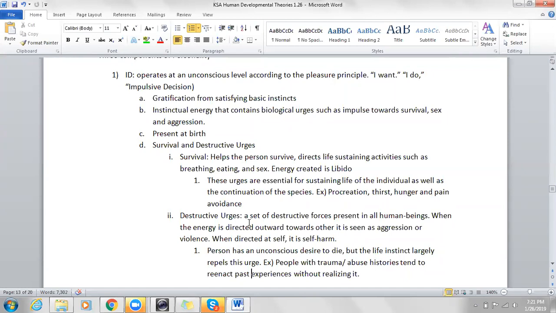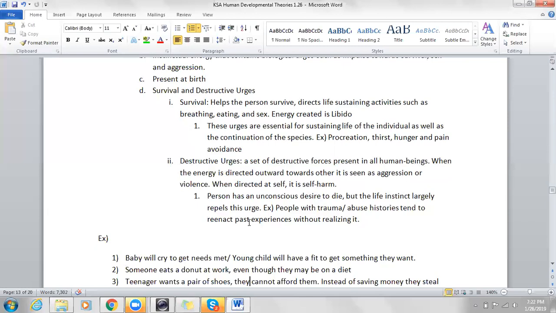Destructive urges are forces that eliminate chances of life, such as self-harm, or someone may have unconscious thoughts to die, but their life instinct repels these. So people may have SI, but they have too many protective factors to let it rip and tear.